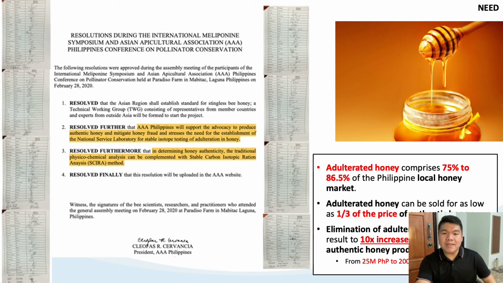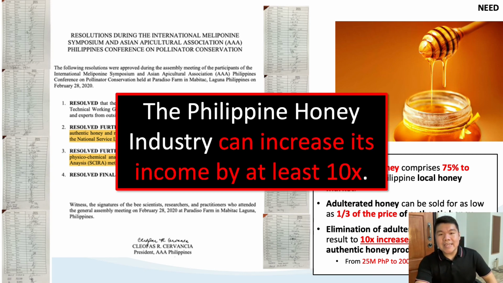Imagine the current situation is that 80% of the local market is dominated by fake honey. What's worse is that this adulterated or fake honey is being sold at 1/3 or 1/4 of the price of the supposed authentic honey. So this problem is forcing our local honest beekeepers to pull down their prices just to survive and to compete. So imagine if we could eliminate the problem of adulteration and fraud, the income of our local honey industry can increase by 10 times or tenfold. For example, if it's currently 25 million, then it can increase by about 200 million or even 300 million.